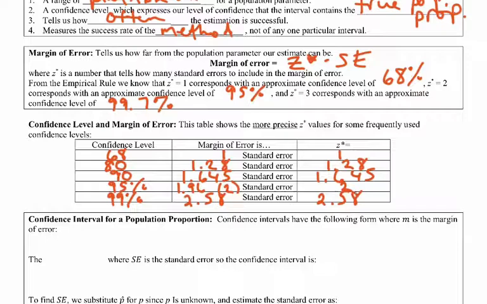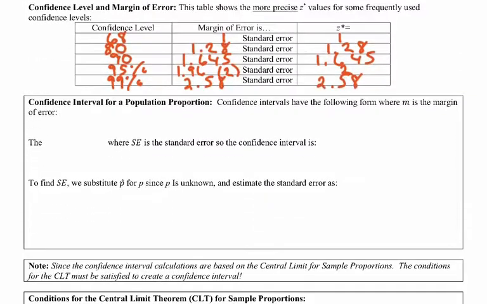And a lot of times we're going to use StatCrunch to help us with these numbers, so you're not necessarily going to have to memorize these, but if you do need to calculate one by hand, you can always refer back to this table. And we'll do an example. I know it's probably a little bit fuzzy right now.